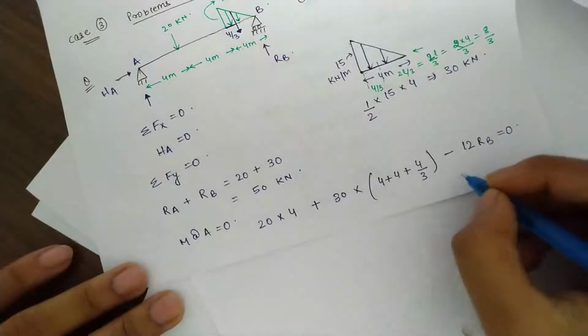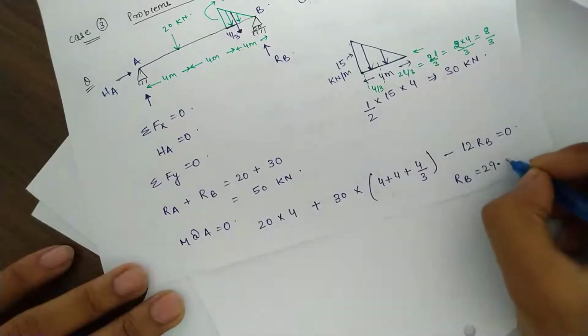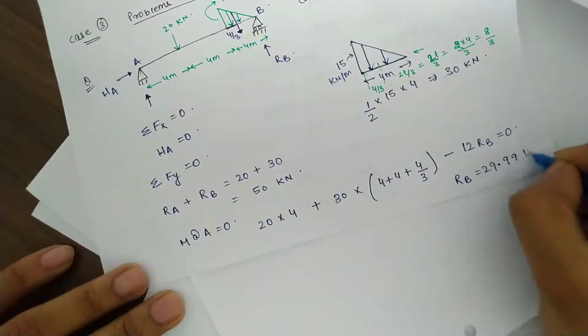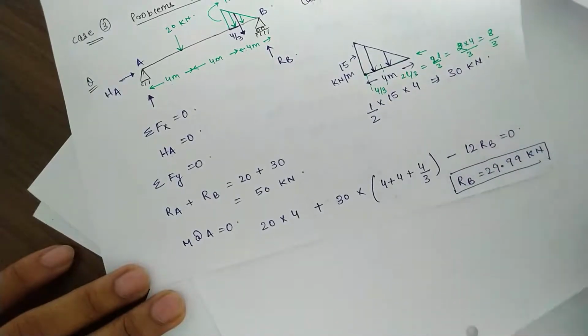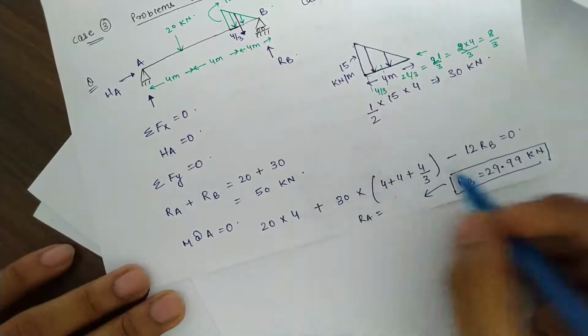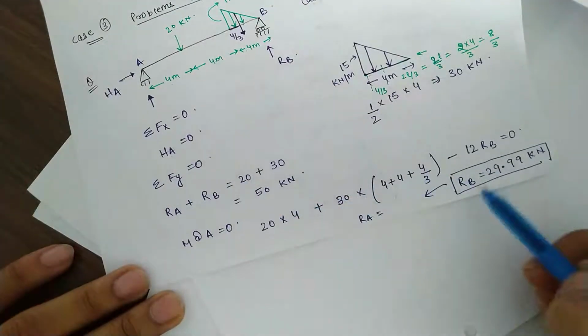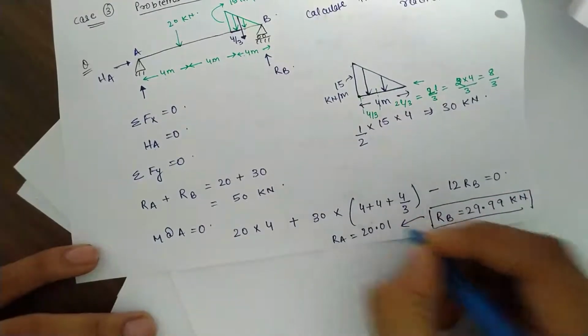So if you calculate RB here, it will be somewhere around 29.99 kilonewton. And if you have got the RB, that means RA will be 50 minus 29.99, which is 20.01.